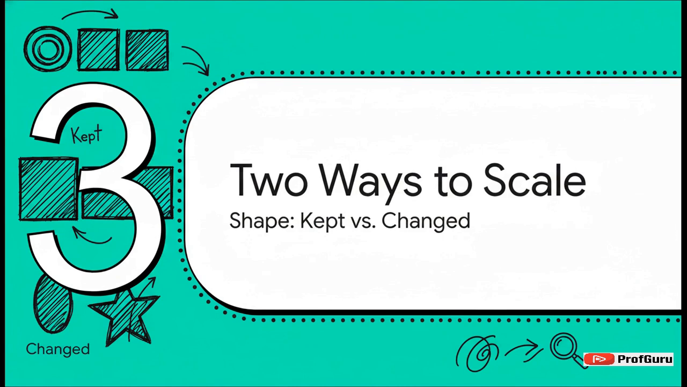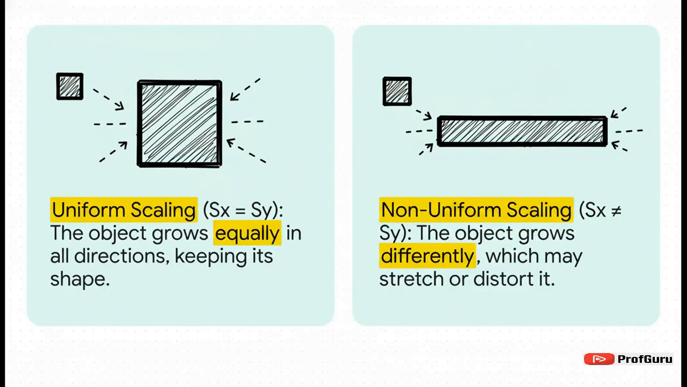Okay, so this brings us to two really distinct types of scaling. And the choice between them is what determines whether an object keeps its original shape or gets all stretched out into something totally new. So first up, we've got uniform scaling. This is where the scaling factors, Sx and Sy, are exactly the same. The object grows or shrinks, but its proportions stay absolutely perfect. Then you have non-uniform scaling. This is what happens when Sx and Sy are different, and it's how you get those classic stretching and squashing effects that completely distort an object's shape.